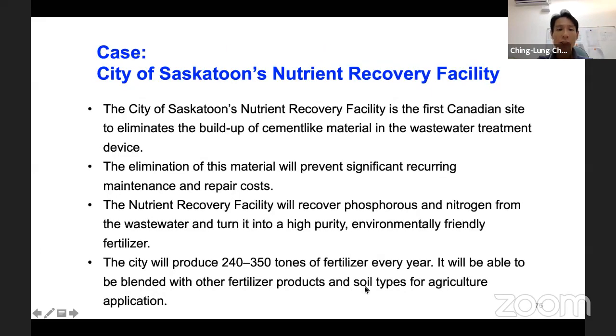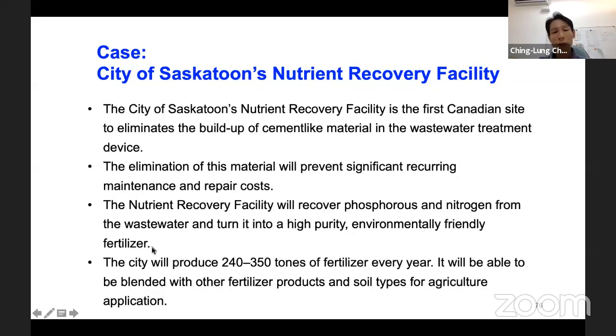And this is a case of nutrient recovery. Okay. A city in Canada tries to eliminate the build-up of cement-like material in the wastewater treatment device. Eliminating the material will prevent significant recurring maintenance and repair costs. Okay. And then this facility will recover the phosphorus and nitrogen from the wastewater and turn it into a high purity, environmentally friendly fertilizer.